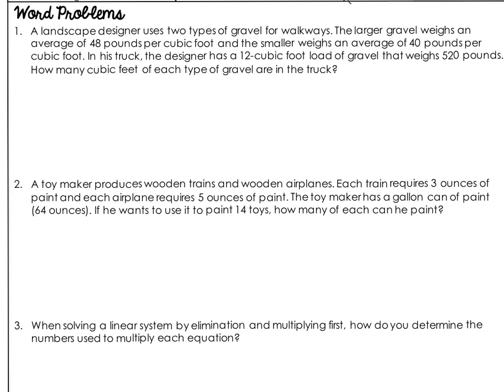When we discussed writing equations, we said there's often 2 different types. The amount, which is the 12 cubic foot load, and then how much, in this case, is how many pounds, not the price per pound like the last one. It weighs 520 pounds, 48 pounds per cubic foot for the larger, and 40 pounds per cubic foot for the smaller. I'm going to start by defining my variables. I like x and y, so I'll call x the larger and y the smaller.